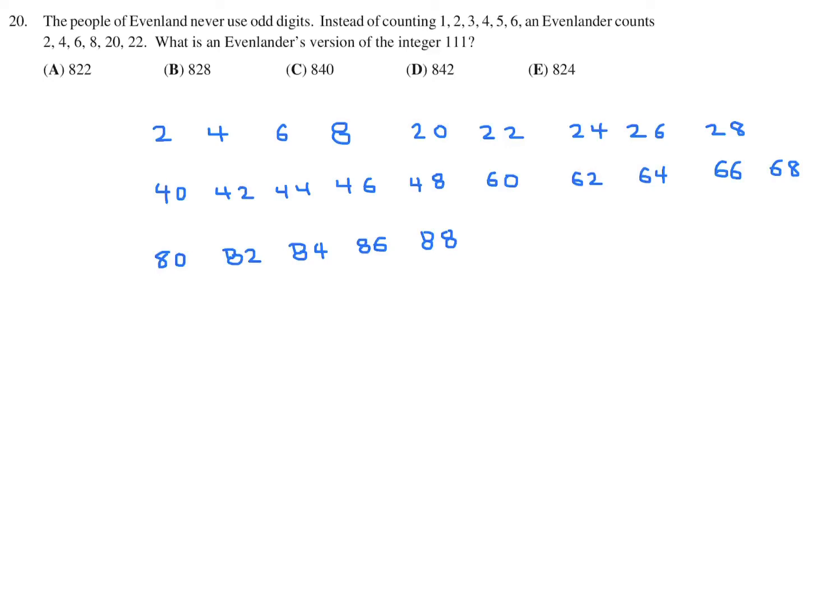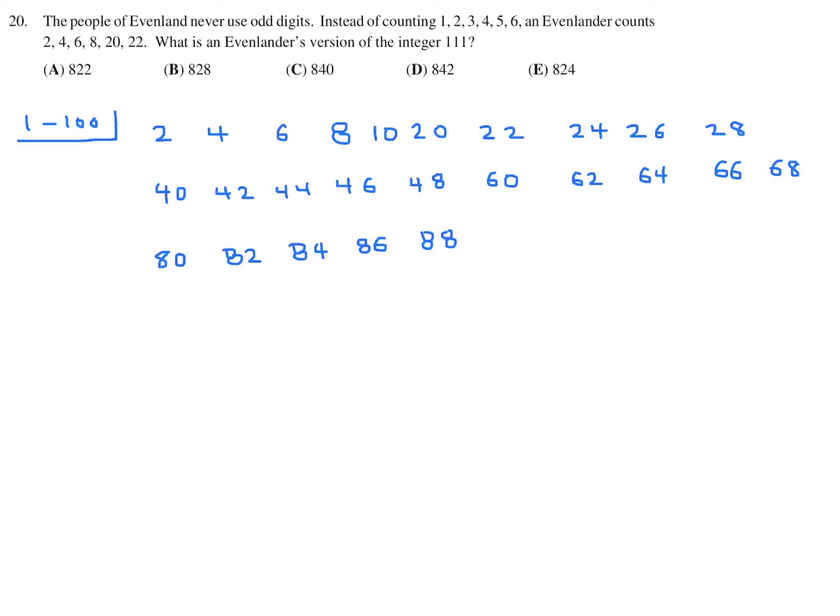So what I've done in this list is I've just listed the numbers from 1 to 100 that they would use in even land. Now, you might be a little confused as to what exactly is the pattern here. What do they mean by this? Well, basically, all odd digits are never allowed. So 1 couldn't be used, 3 couldn't be used, 5, 7, 9. And similarly, you can't put 10 in there.